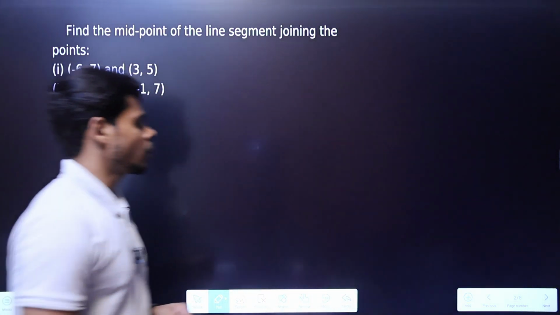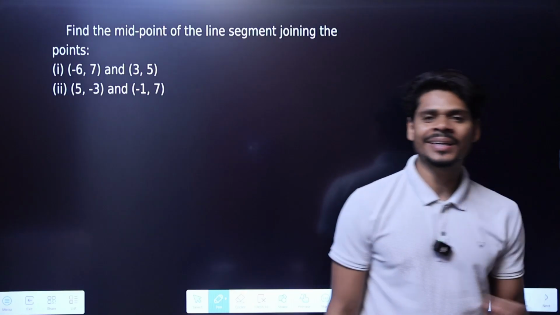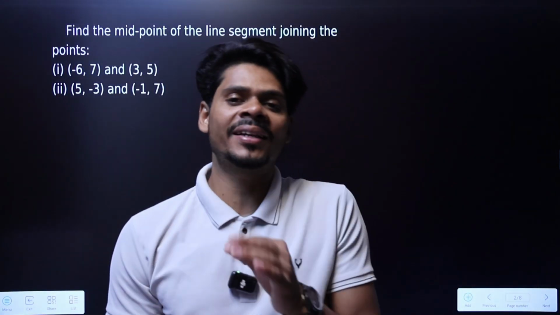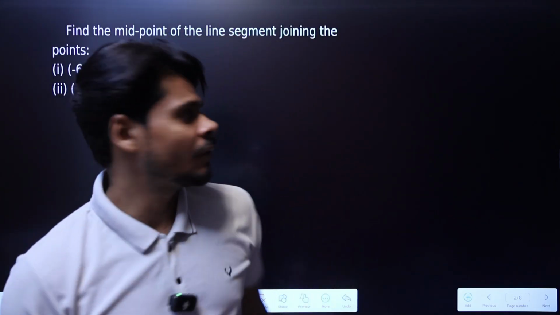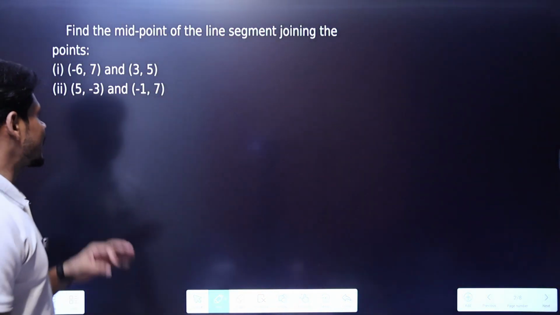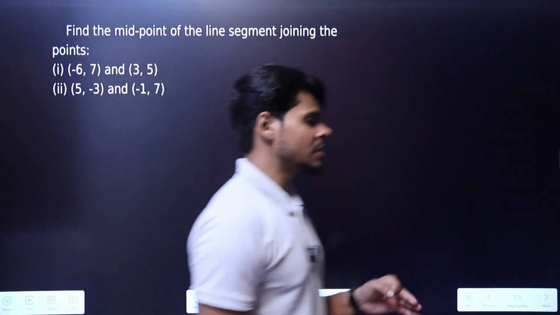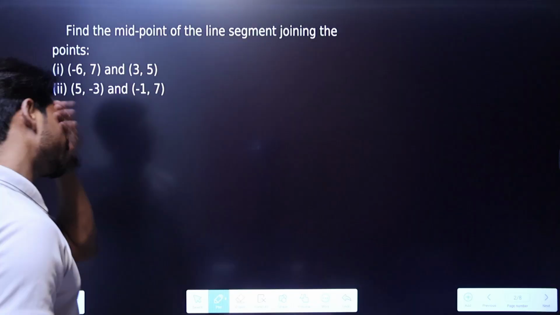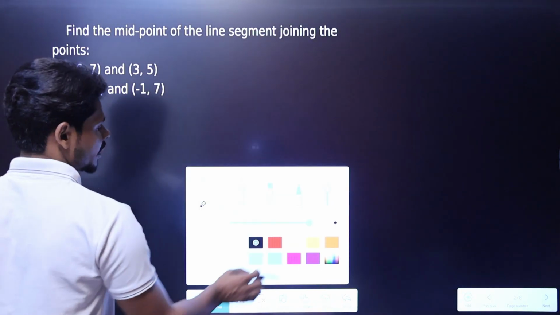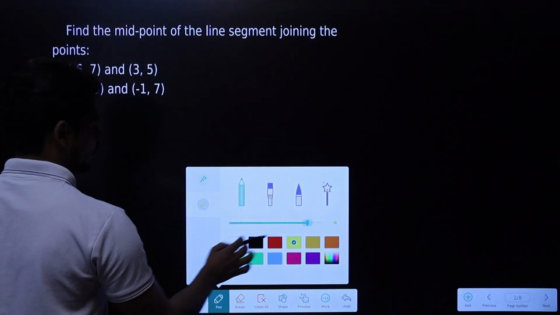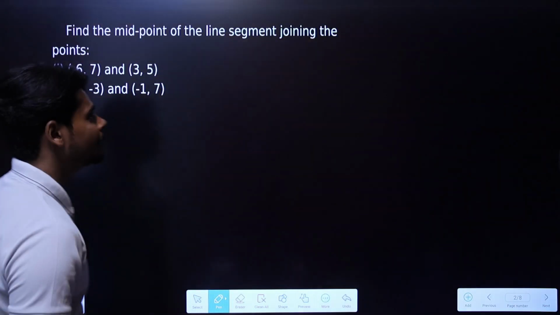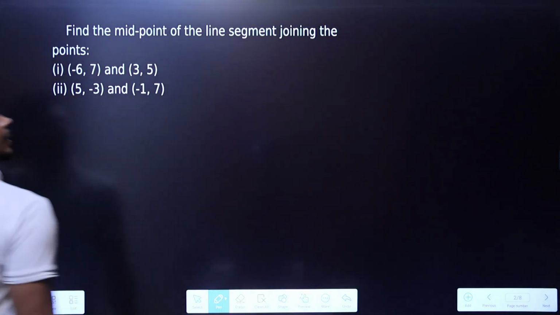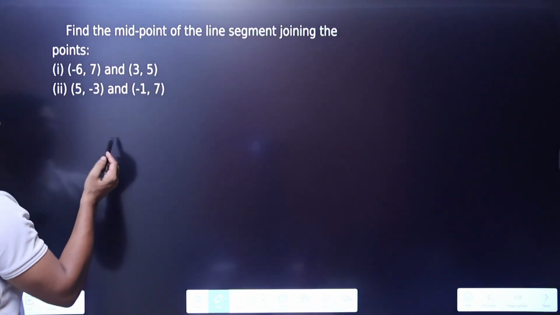We were doing section formula and midpoint formula, and already I have explained the concept of midpoint formula and the centroid formula in the previous video. So now in this session we are going to discuss questions based on the midpoint formula and the concept of centroid. Today's session will be specifically on the topic midpoint formula. And no doubt it is a very easy chapter, a very easy topic.